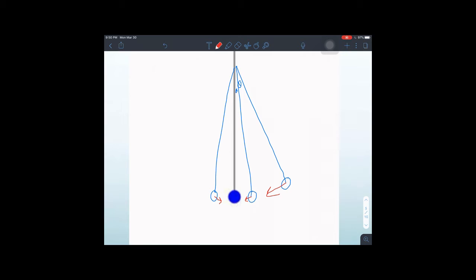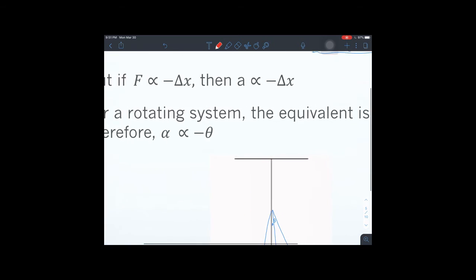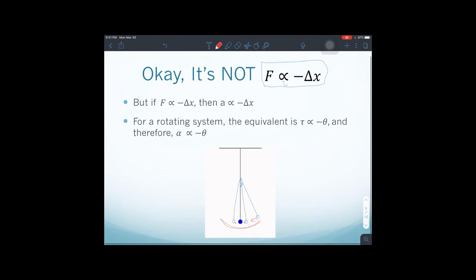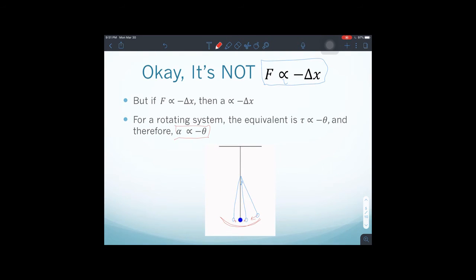motion, to this force, and therefore we will start seeing simple harmonic motion between positive and negative 12 degrees with the force, with the acceleration inversely proportionate to the negative theta.